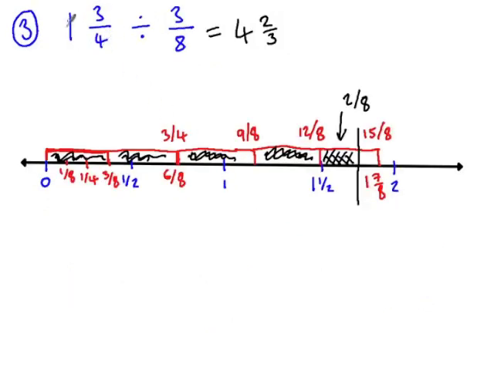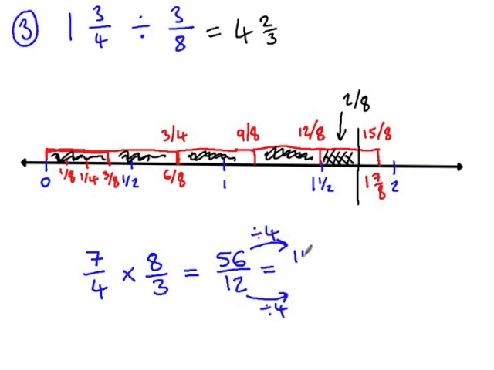Next we had 1 3/4 divided by 3/8. 1 3/4 as an improper fraction is 7/4, and we're going to multiply by the reciprocal of 3/8, which is 8/3. 7 times 8 is 56, and 4 times 3 is 12, and then we can simplify, because both of these numbers are divisible by 4, to 14/3, which is 4 2/3 as before.